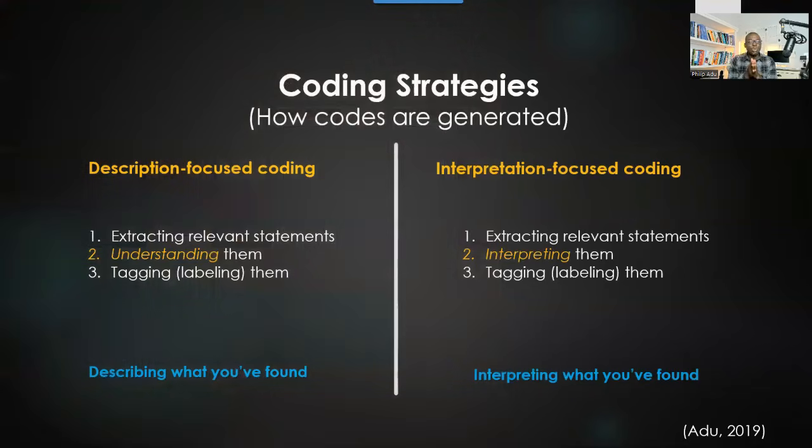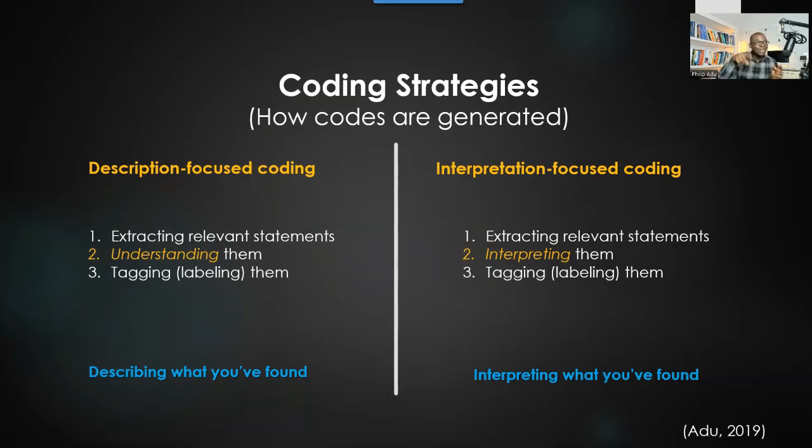So there are two main types of coding. There are many types, but I just want to focus on these two to help you understand. When you are doing the coding, you have to know the coding strategies that you are using. It helps you to be consistent with the codes that you are developing if you know the strategy. The two main strategies are description-focused coding and interpretation-focused coding.